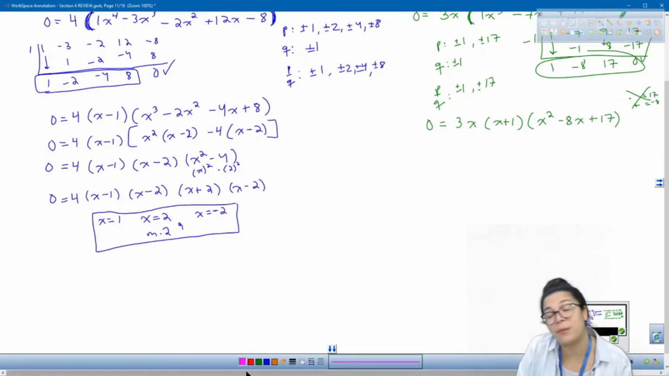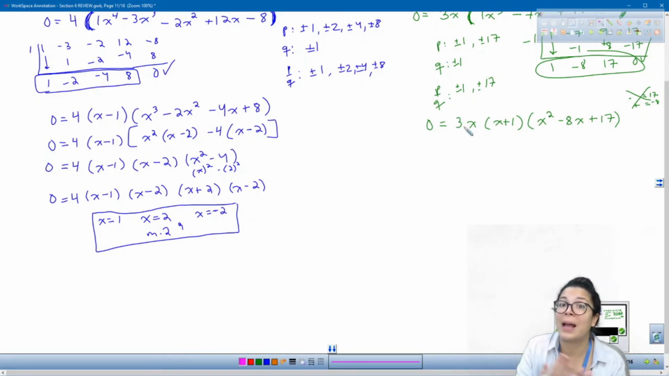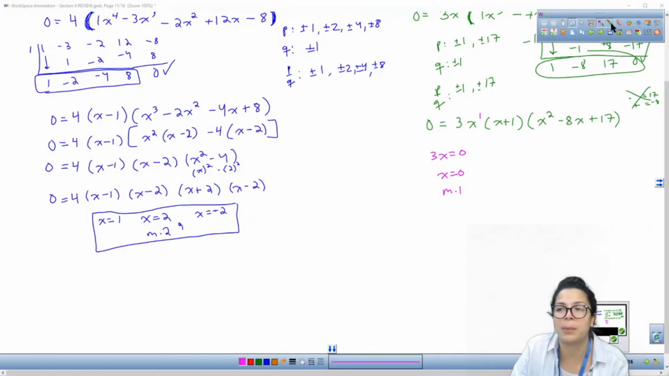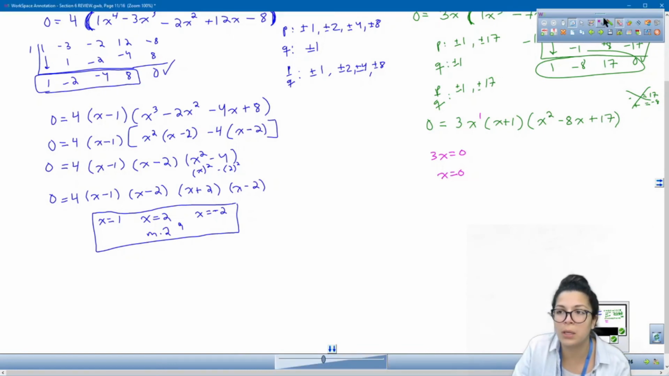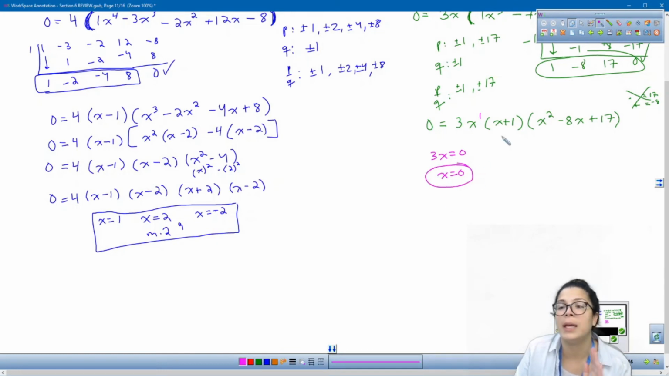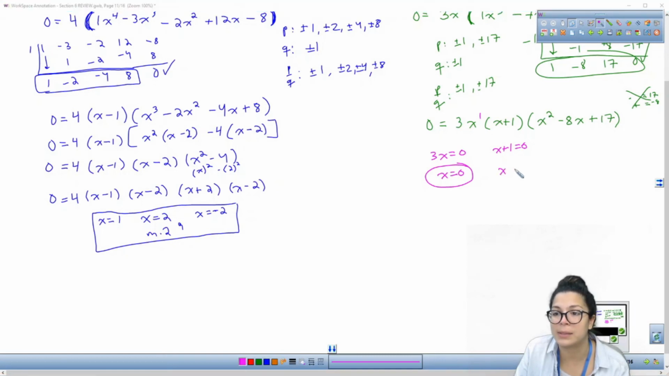The question is not to factor. If it was, I would be done. The question is to find the zeros. So now I have to set each factor that has a variable equal to 0. Now, if I set 3x equal to 0, that's going to give me a solution. If I divide 3 on both sides, I get x equals 0. So that is a 0. It has a power of 1, so it is a 0 only once. Okay, remember, you don't have to write multiplicity of 1. You only have to write the multiplicity if it's more than 1. So that's a 0. Then x plus 1 equal to 0. Subtract 1 on both sides. We get x equals negative 1.